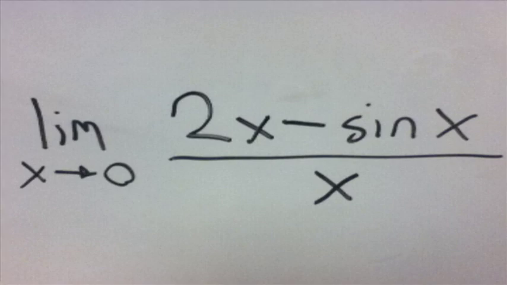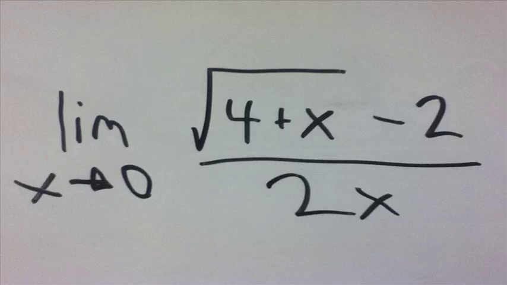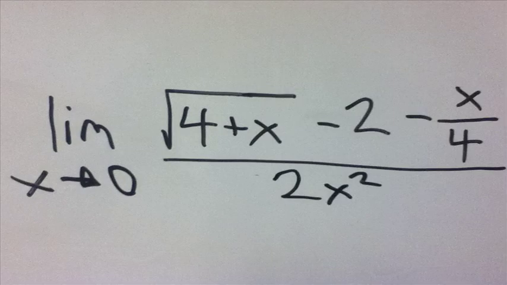Okay, now find the limit of 2x minus sine of x over x as x approaches 0. Again, if you plug in 0, you'll get an indeterminate form. So by using this rule, take the derivative of the top and the bottom, and you'll find that the limit equals 1. Alright, here we need to find the limit of radical 4 plus x minus 2 over 2x as x approaches 0. Again, plugging in 0 will be of no help, so take the derivative and there is your limit.